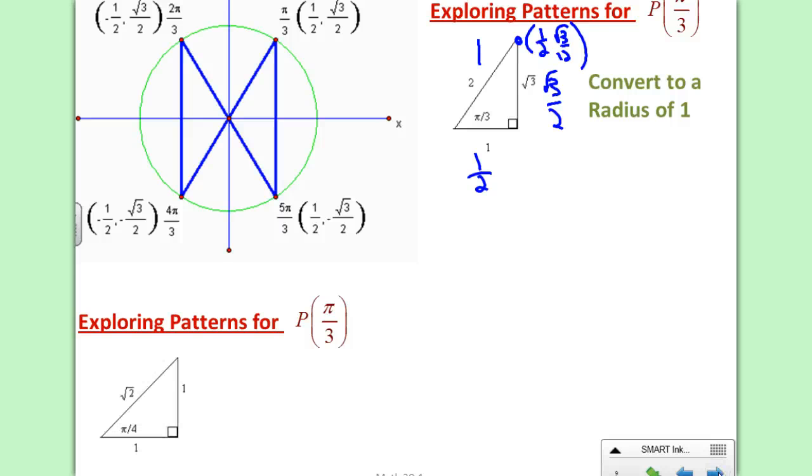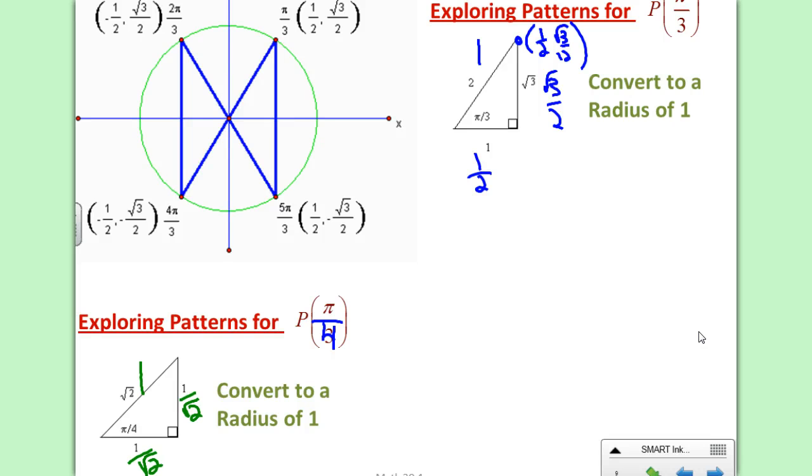Exploring the patterns for, now, again, another typo, this is pi over 4. So exploring the patterns for pi over 4. Well, again, convert it to a radius of 1. For this, you need to divide by root 2. So if you divide by root 2, this is 1, and this is 1 over root 2, and this is 1 over root 2.